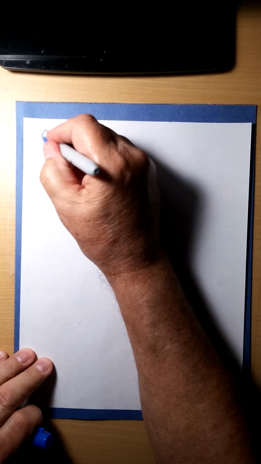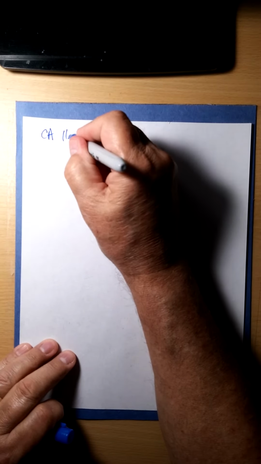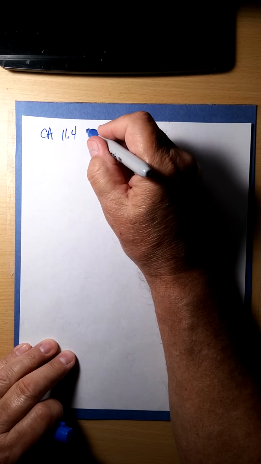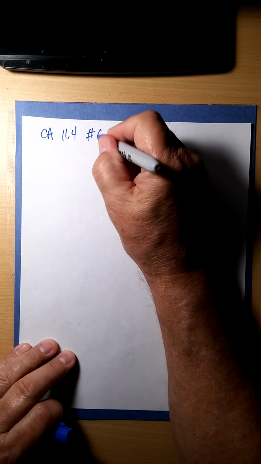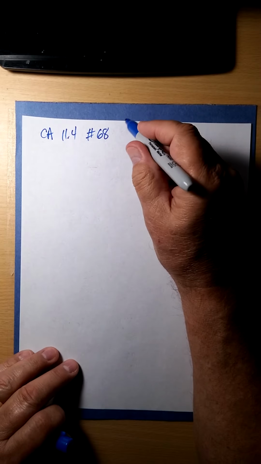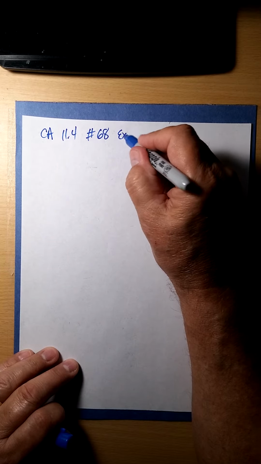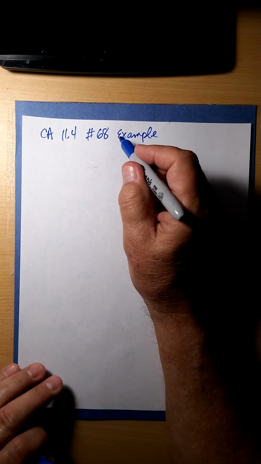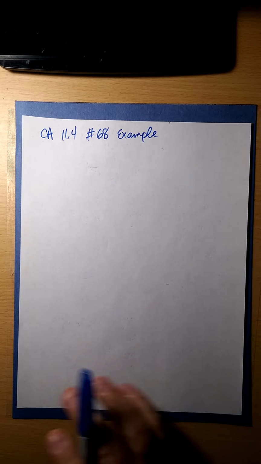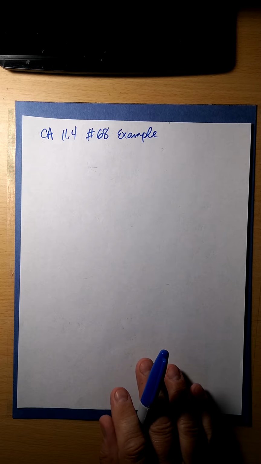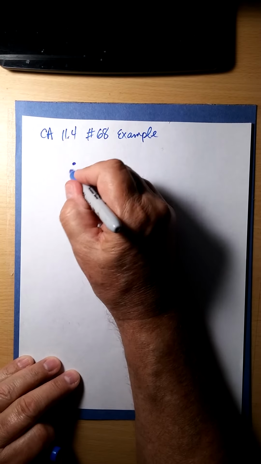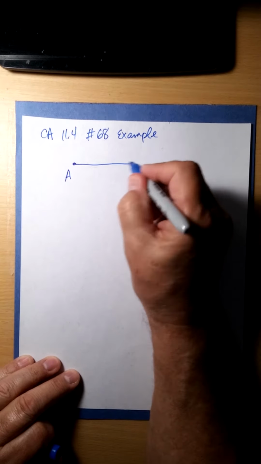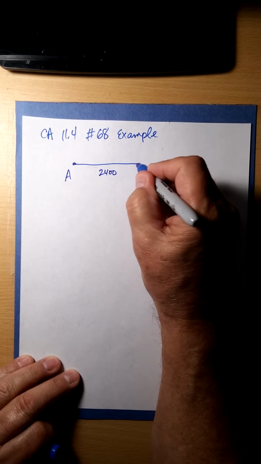Once again, college algebra. This is 11.4, problem number 68 as an example problem for the word problems. Let me read it. Two recording devices are set 2,400 feet apart with the device at point A to the west of point B.